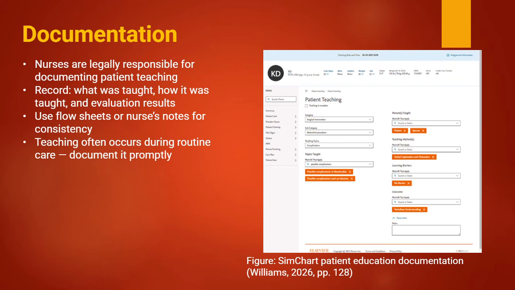If a patient later experiences complications, clear teaching notes can demonstrate that appropriate instruction and follow-up were provided. In addition, documentation supports continuity of care, helping future providers build on what has already been taught rather than repeating or overlooking important information. In summary, if it's not documented, it's not done. Effective teaching must always be followed by accurate, timely, and factual documentation that reflects what was taught, how it was taught, and how well the patient learned.